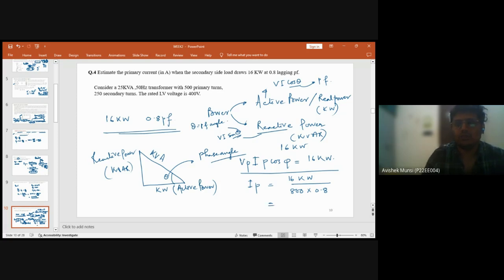So 16 times 10 to the power 3 by 800 into 0.8. If we calculate it in the calculator, what will be the answer? It is 25 ampere, right? So this is 25 ampere. If I have any doubt, then ask me.